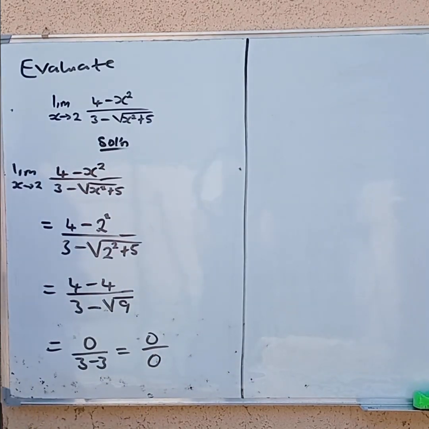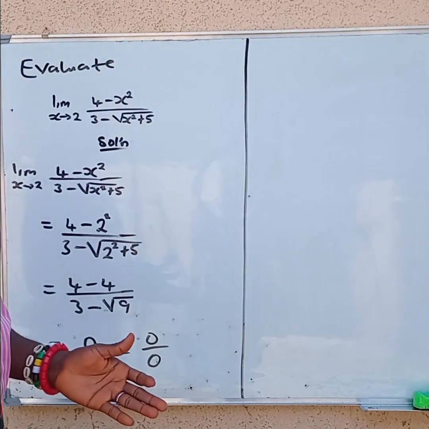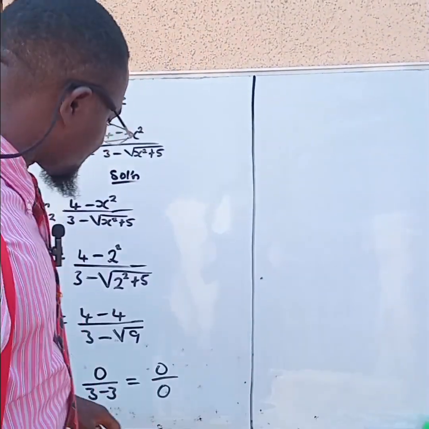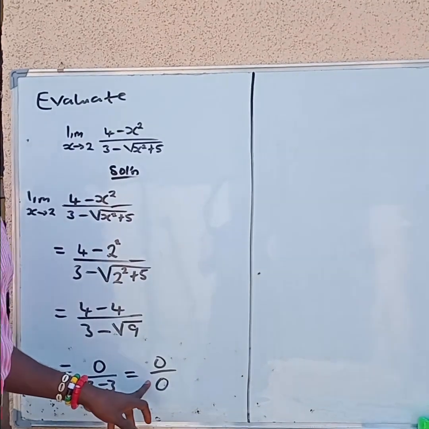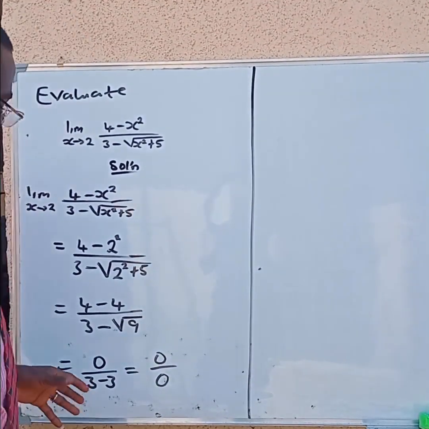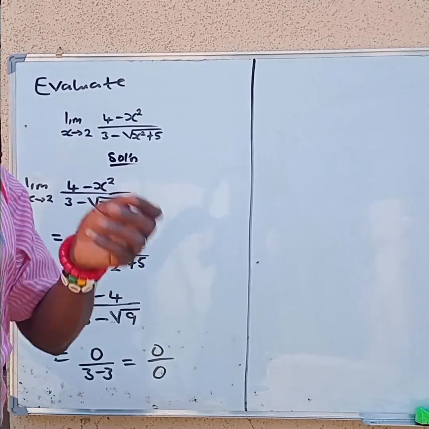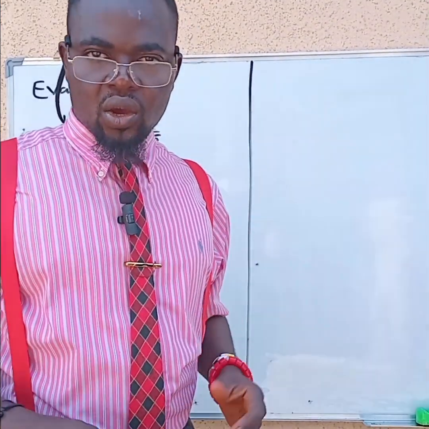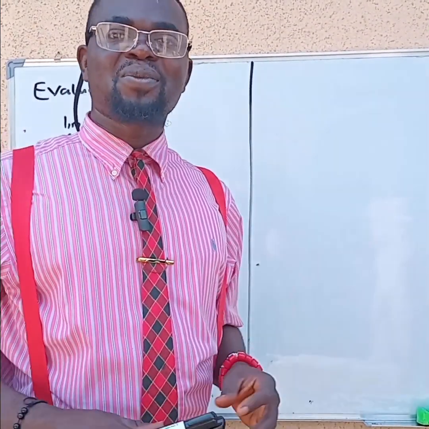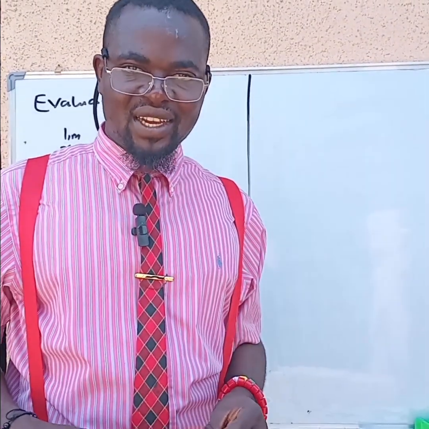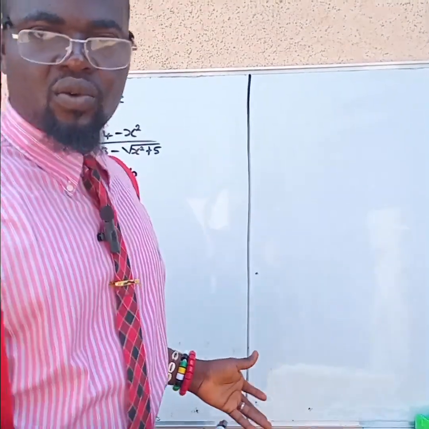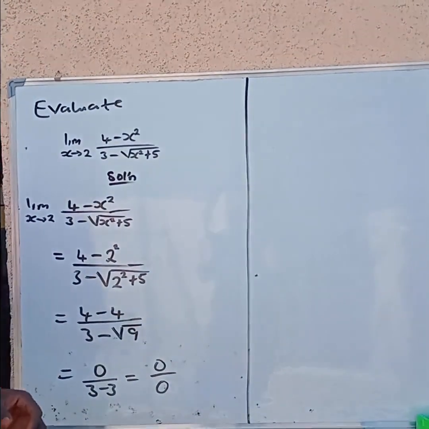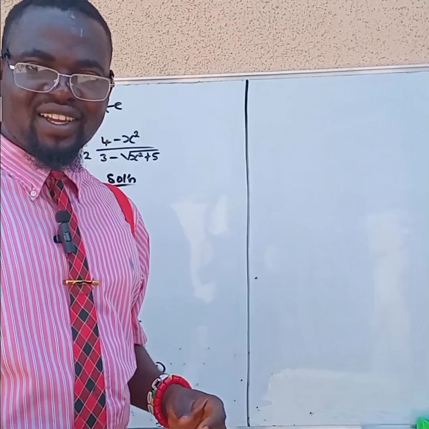And when we have this kind of a thing, we said it is indeterminate. If you press your calculator, this will show math error. So if it is indeterminate, we'll apply a rule called L'Hopital's. Some students will tell you to take it to the hospital. So L'Hopital's is a rule we are going to apply in order for us to evaluate this.